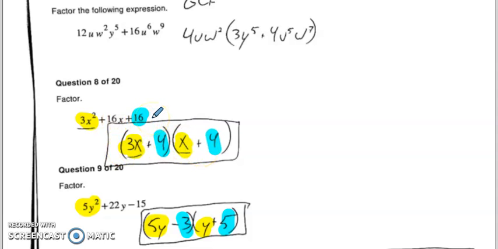For 16, we have a few more options. It could have been 1 and 16. Maybe it was 2 and 8. Maybe it was 4 and 4. For this one, it happened to both be 4s.